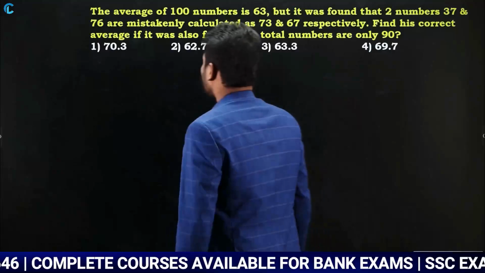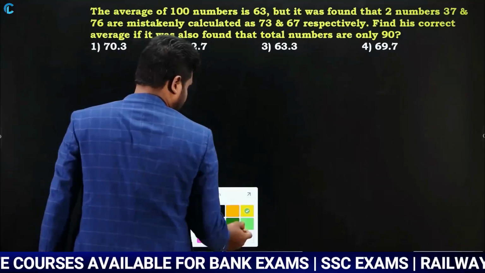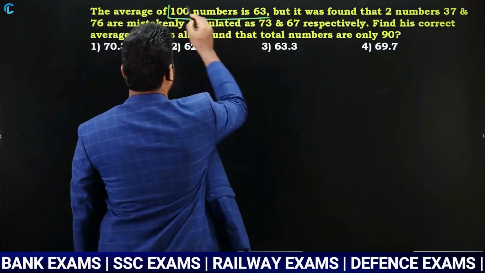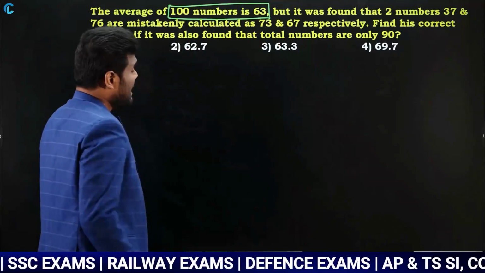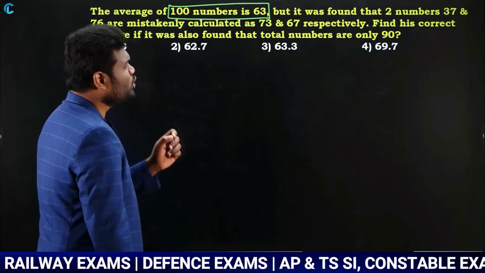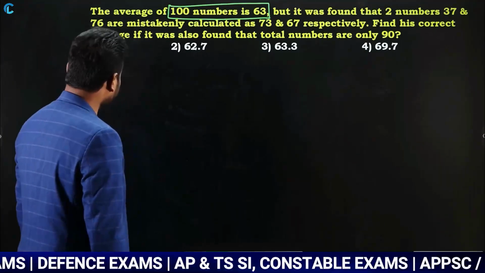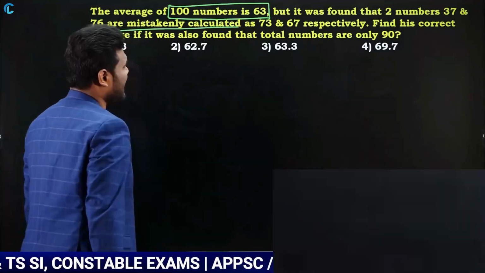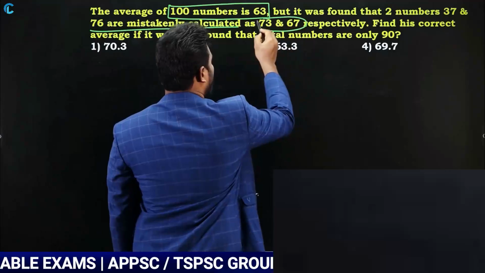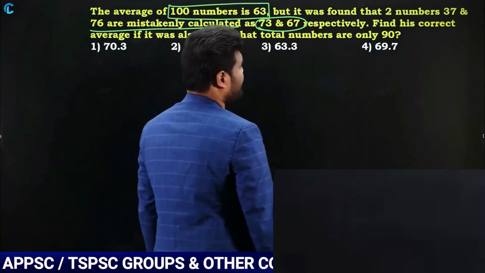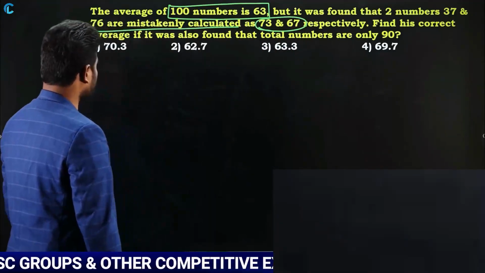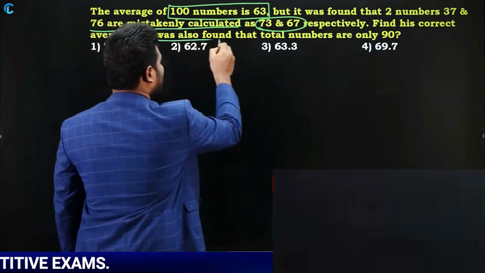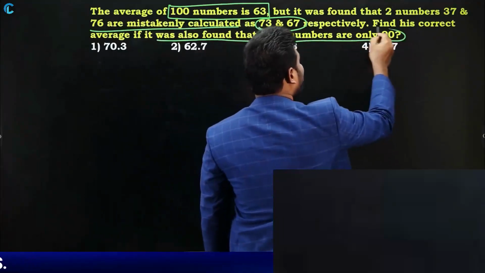Okay. Let us look at the next one. The average of 100 numbers is 63. So the average of 100 numbers is 63. But it was found that 2 numbers 37, 76 are mistakenly calculated as 73 and 67 respectively. Find the correct average if it was also found that, look here, this point is also important, the total numbers are only 90.